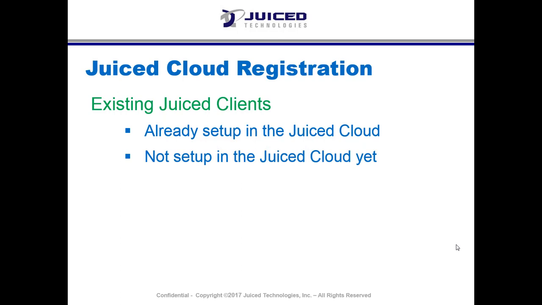So now if you're not a new customer to Juiced, meaning you have worked with us in the past, you have some add-ons with us, we categorize you in two forms, because some of you are already set up in the Juiced cloud, because some of you might have been in the beta program, or we installed some add-ons for you internally and we updated you and inserted you into the cloud. So that's one category. The other category is clients that work with us that have not been set up in the Juiced cloud yet. So there's two different paths that we go through for these types of clients.